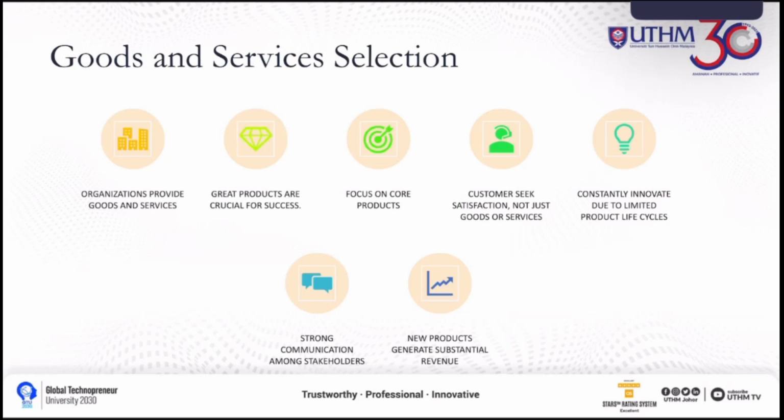Okay, so the last one would be that new products generate substantial revenue. Of course, at the end of the life cycle, you must have a new product launch, for example, new product development. Introducing this new product can significantly impact a company's revenue by expanding its product portfolio and attracting new customers, and at the end it will increase your market share. So these are essential for the long-term financial stability and growth of your business.